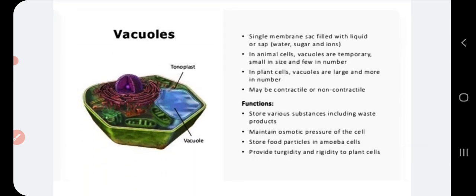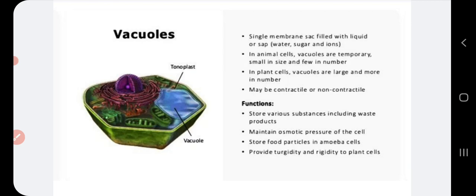Vacuoles have the tonoplast, and the vacuole is a single membrane sac filled with liquid or sap. In animal cell, vacuoles are temporary, small in size and few in number. In plant cell, vacuoles are large and more in number. मतलब plants में वो vacuoles ज़्यादा होते हैं और more number में होते हैं, और वो contractile भी हो सकते हैं और non contractile भी हो सकते हैं.